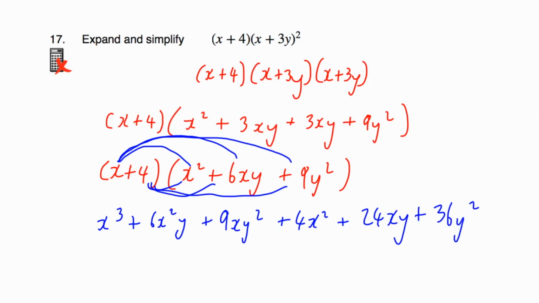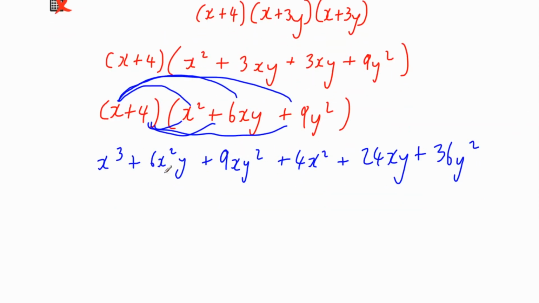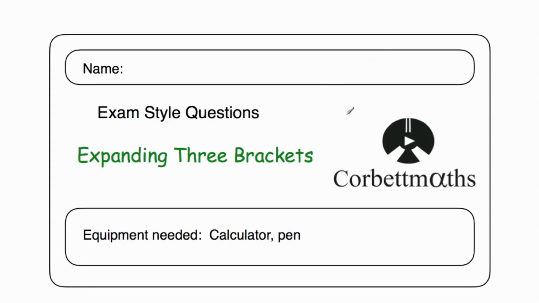Now let's look for any like terms. We've got x cubed, x squared y's, xy squareds, x squareds, xy's, and y squareds. There's no like terms. So that's us done. So that's our answer. So these have been the video solutions to the expanding three brackets practice questions.